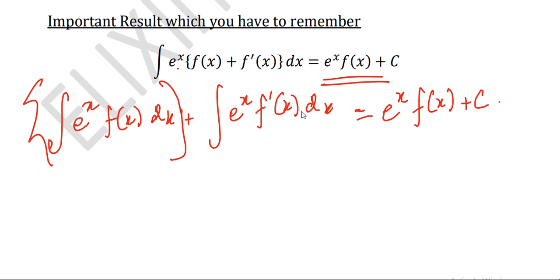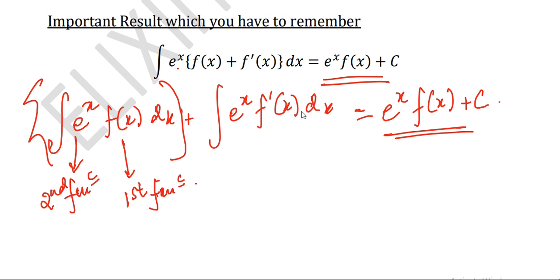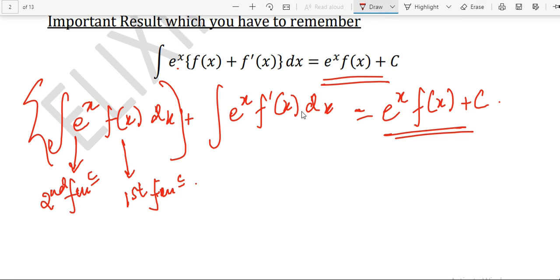If we break this function by using integration by parts, some terms will get cancelled and you will be only left with e to the power x into f(x). Obviously the first function will be f(x). E comes at the last, so e to the power x will be the second function. Using the integration by parts formula, you can simply solve this one. The terms will get cancelled and you will be only left with e to the power x f(x) plus c.